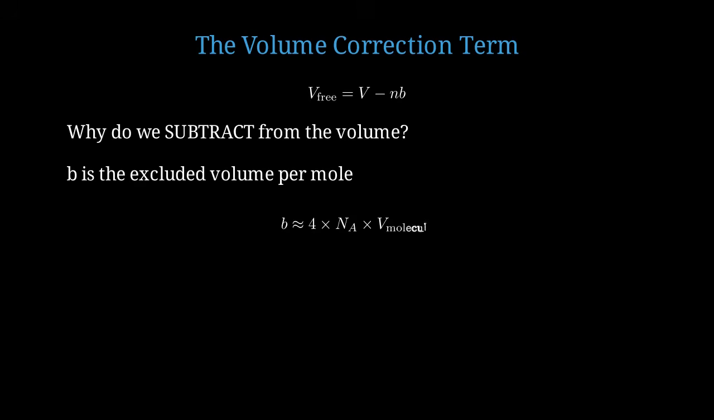The excluded volume B is approximately 4 times Avogadro's number times the volume of a single molecule. The factor of 4 comes from the geometry of sphere packing. For nitrogen gas, B equals 0.0391 liters per mole. This seems small, but at high pressures when the total volume is small, NB becomes significant.